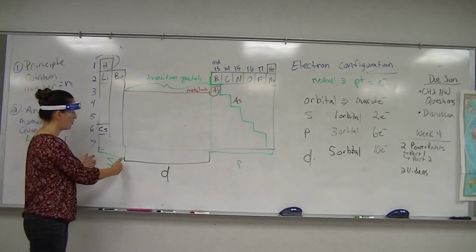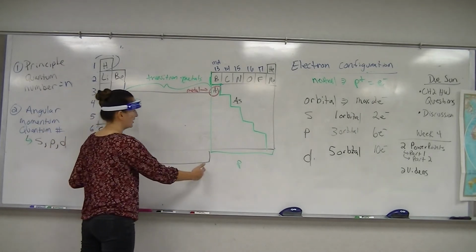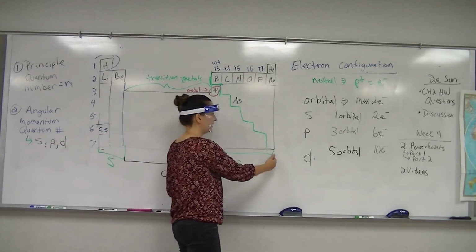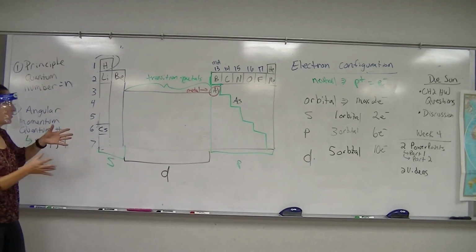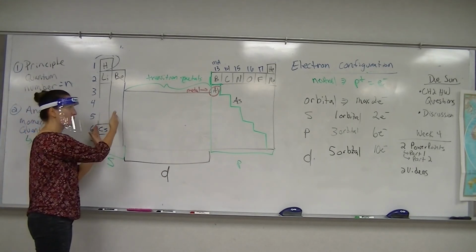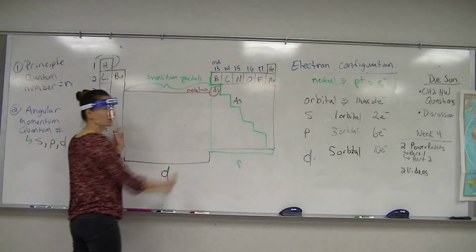So S: 1 orbital, 2 electrons. D: 5 orbitals, 10 electrons. P: 3 orbitals, 6 electrons. And if you ever forget how many electrons it can hold, just count how many groups are in each. Okay?